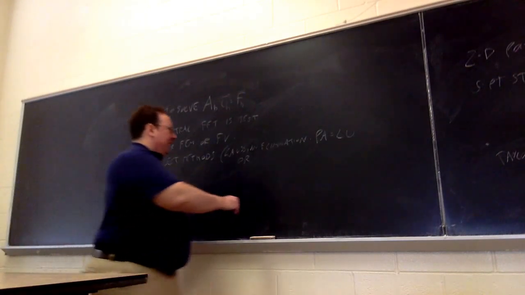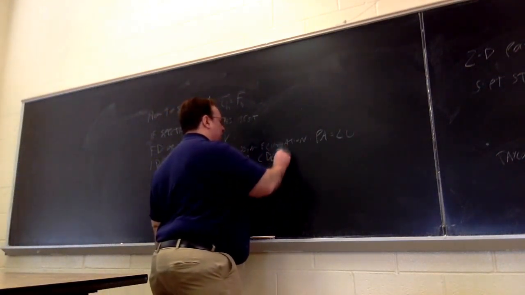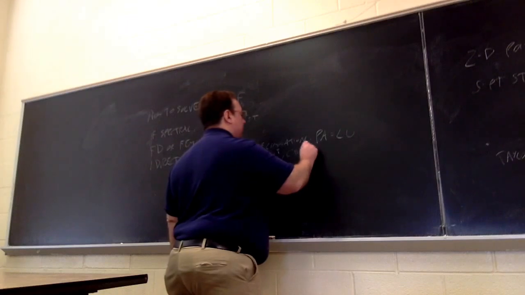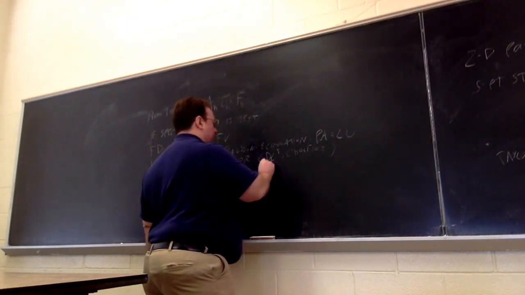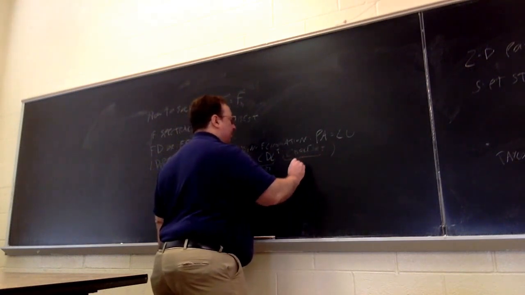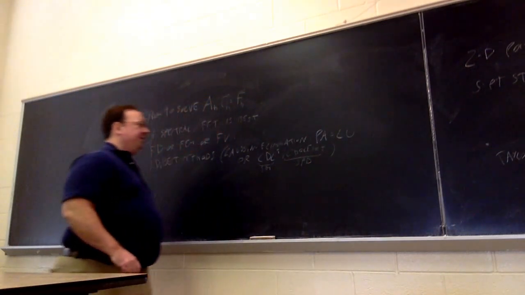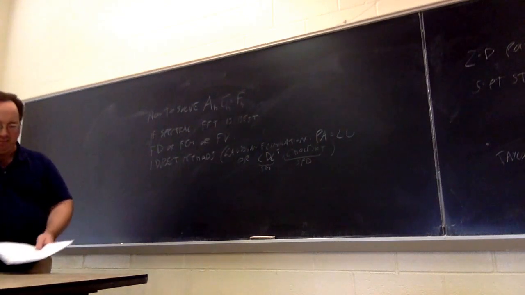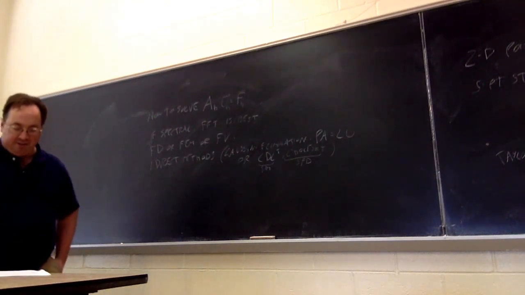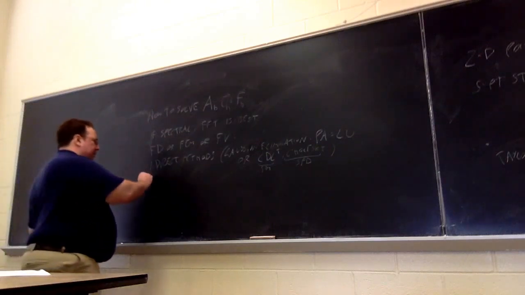LDLT or Cholesky. Now these are limited in their use. LDLT requires the matrix to be symmetric. Cholesky requires it to be symmetric, positive definite. But they're out there and they're faster. You don't want to just say Gaussian elimination. Okay, so that's one class of methods.